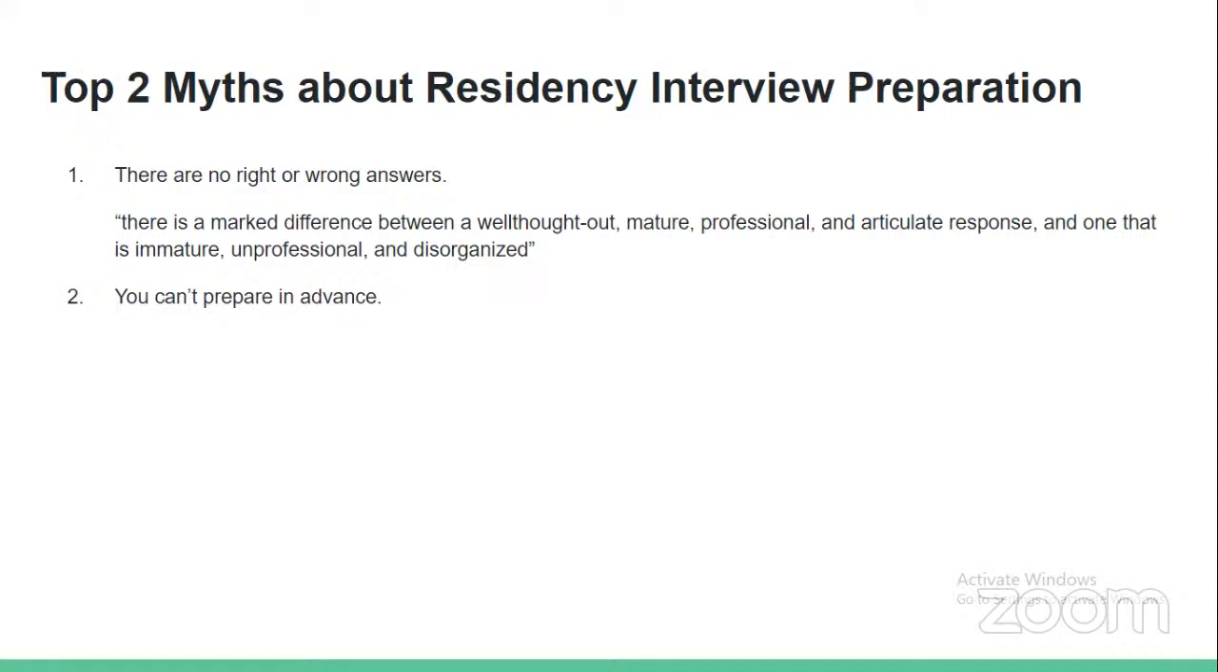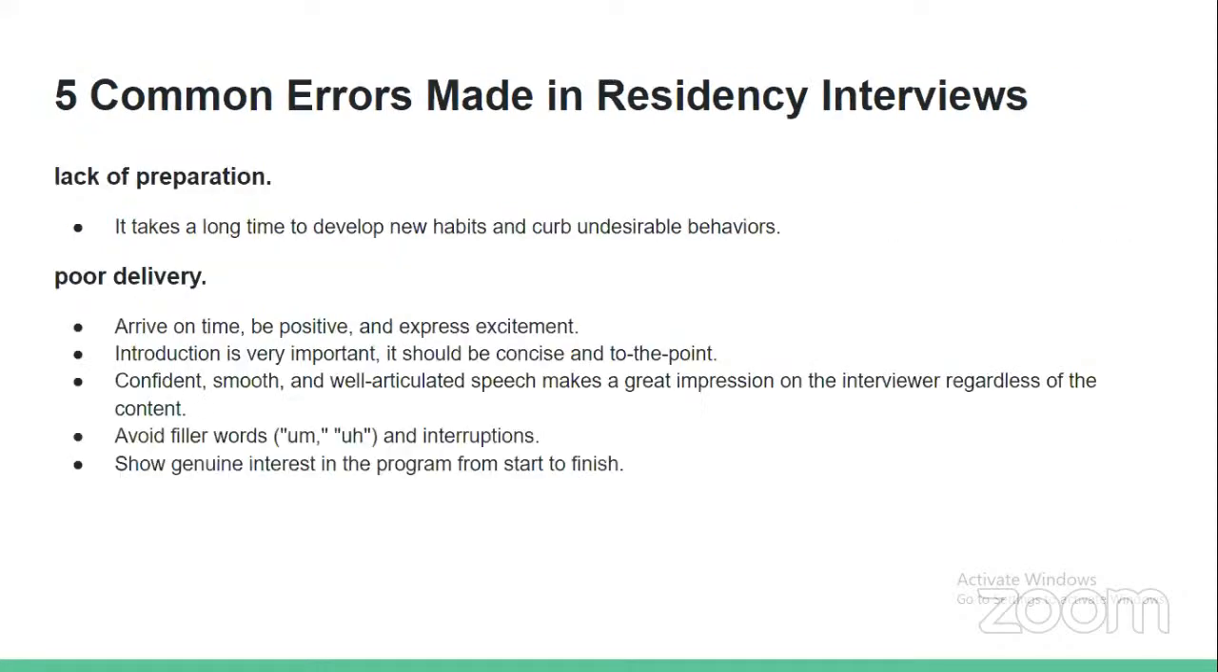And the next one is that you can't prepare in advance, which is a big myth. Residency interview skills come with practice, and practice is the most important step to prepare for your residency interview, through mock interviews with other candidates and experts as well.